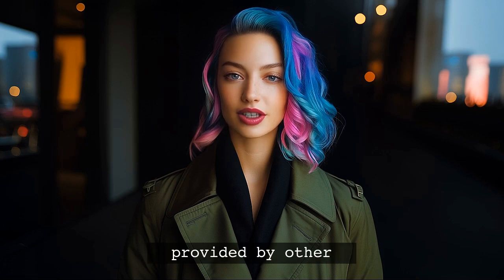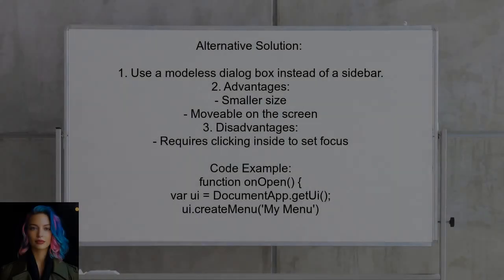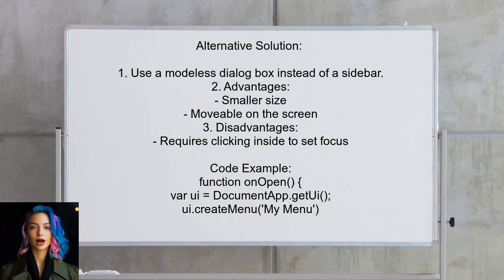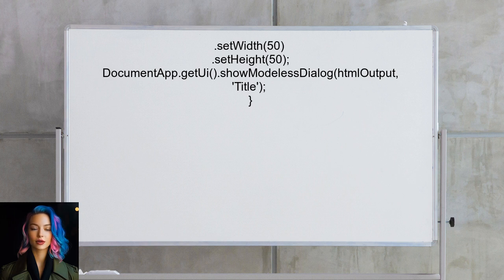Now, let's look at the answers provided by other users. An alternative approach suggested by another user is to use a modeless dialog box instead of a sidebar. This dialog can be opened from the onOpen function or a menu item. The advantage of a modeless dialog is that it is smaller and can be moved anywhere on the screen. However, it requires clicking inside the dialog to set focus, which can be inconvenient.